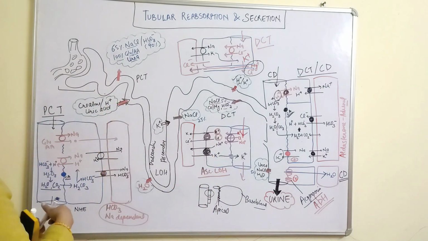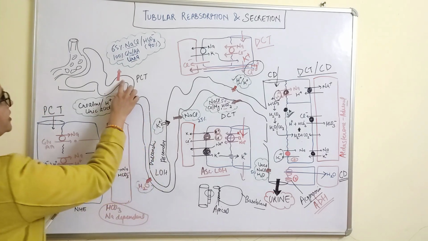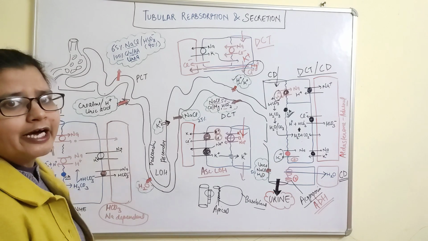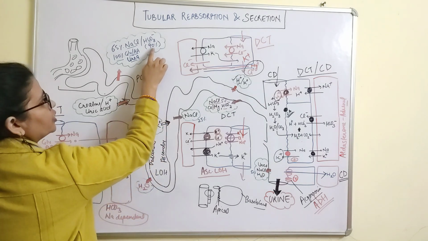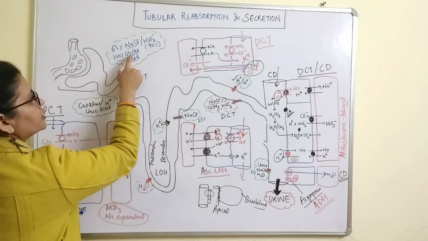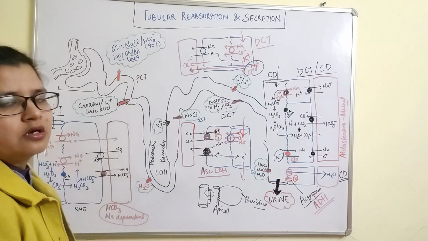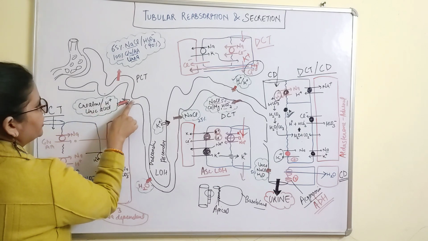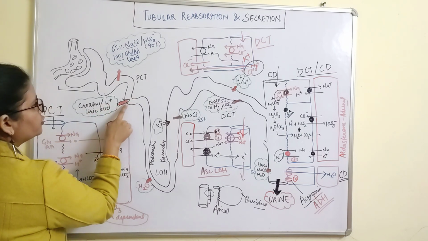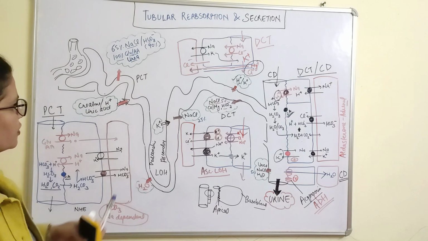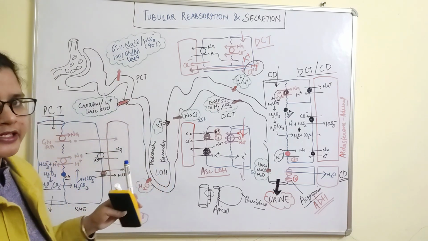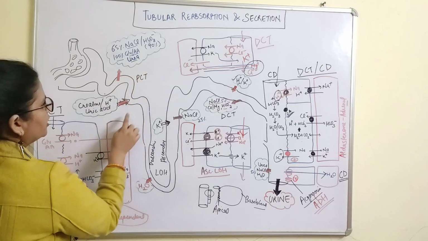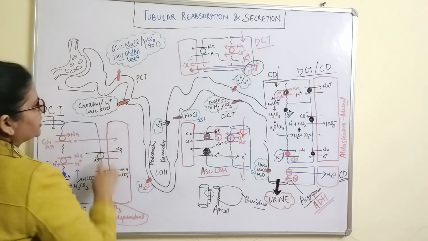So first of all, in the PCT, reabsorption of sodium chloride, 65% of sodium chloride occurs here, bicarbonate around 90%, and 100% of glucose and amino acids are reabsorbed here. Secretion: creatinine is secreted here, H positive is secreted here, and uric acid is secreted here. So you have to label it properly like this. Reabsorption is with this arrow from tubule to blood, and from blood to tubule is secretion.